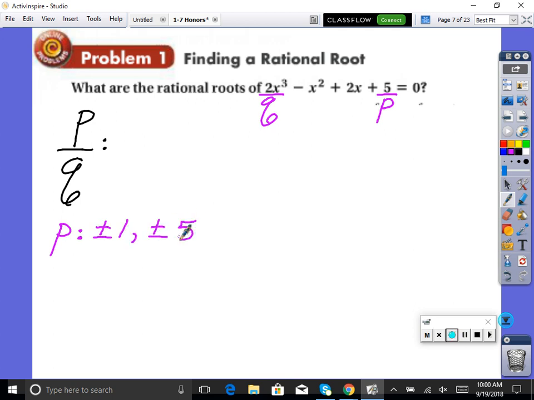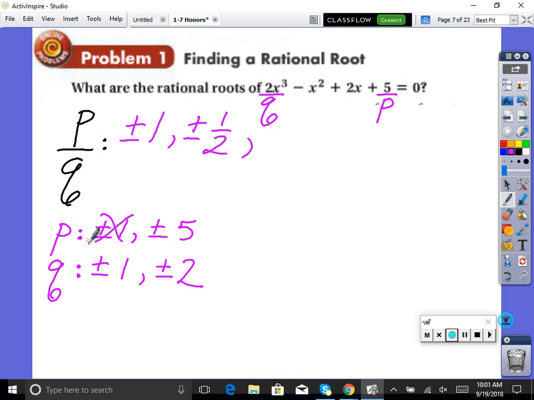Do you see how that's a lot less? This one's a lot more reasonable. Q, all the factors of q, plus and minus 1, plus and minus 2. So now any p over q are possible solutions. So let's do 1 over 1, so p divided by q. So plus or minus 1 could be a solution. Now you got to do p divided by q here, so 1/2. So plus or minus 1/2 could be a solution. I've taken care of 1. 5 divided by 1 is 5, and then 5 divided by 2.